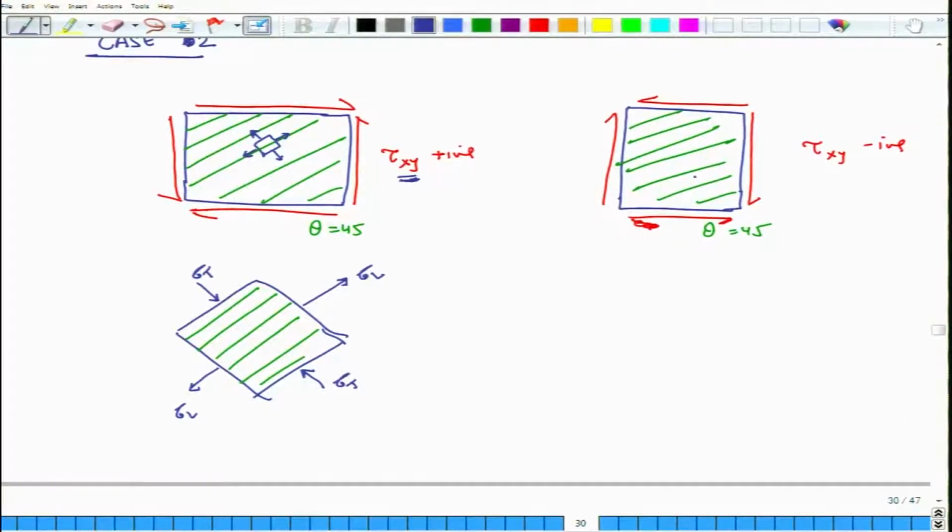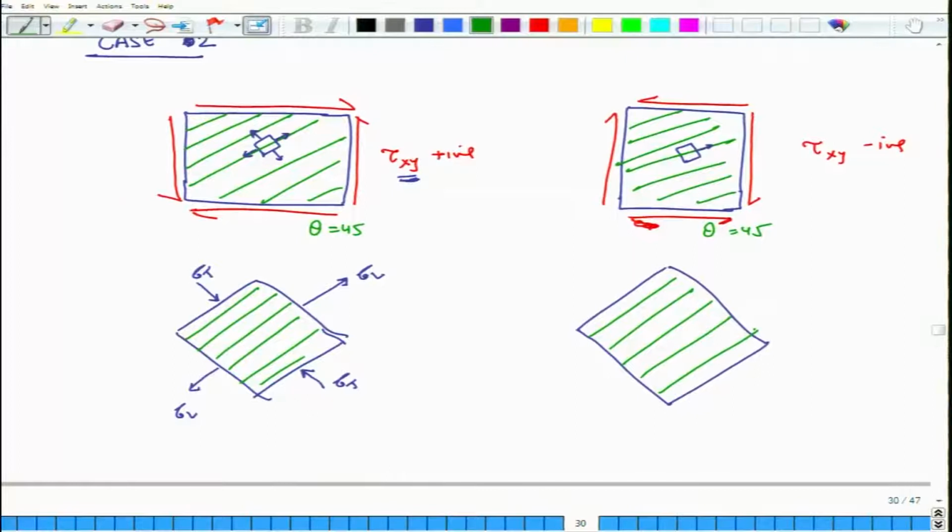Okay. In the second case, when tau xy is negative, we do the same thing. Again we cut a small portion and see what kind of stresses are in the L and T directions, and let us see how they look, just based on, and we can actually calculate using the relations we have developed, but we do not need those relations.